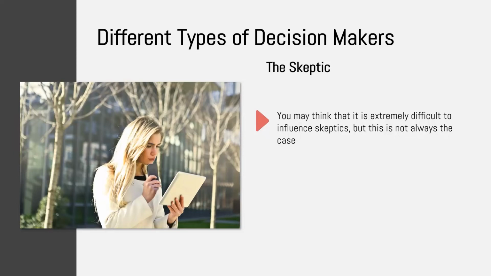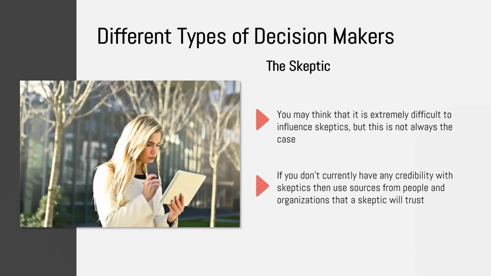The best way to influence a skeptic is to get them to place extreme value on the data sources you use. If you don't currently have any credibility with skeptics, then use sources from people and organizations that a skeptic will trust. A skeptic will always look for a reason not to trust you, so answer their questions honestly. It can be harder to influence a skeptic at first, but once you have their trust, it will be a lot easier in the future as you will be a part of their inner circle.